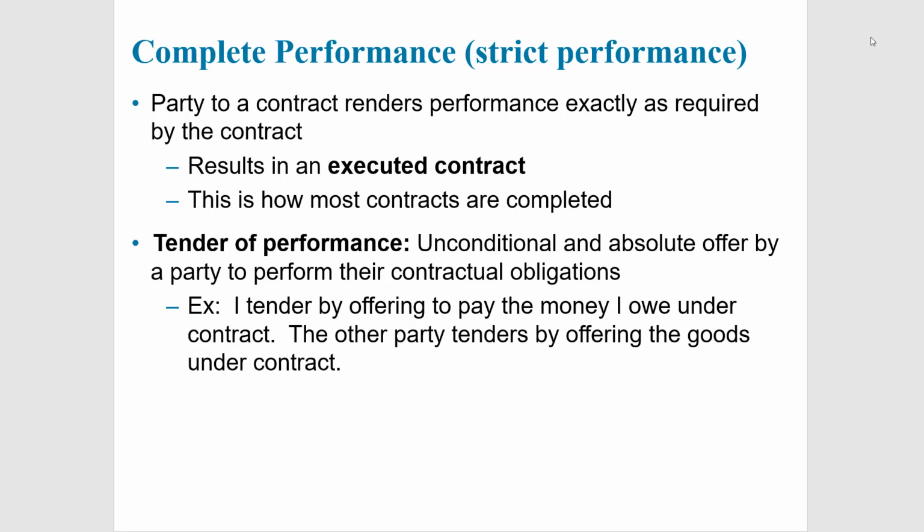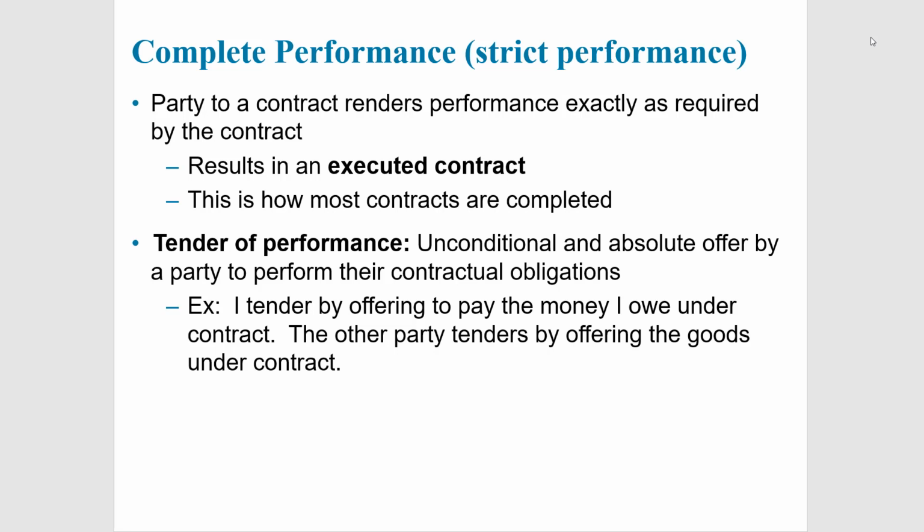Complete performance is when a party to a contract renders performance exactly as required by the contract. When both parties have performed, this results in an executed contract. Both parties are then discharged from any further obligation. This, again, is how most contracts are completed. Most people just do what they say they're going to do.